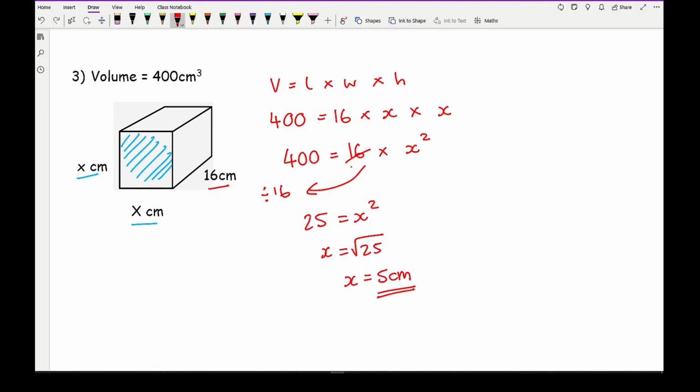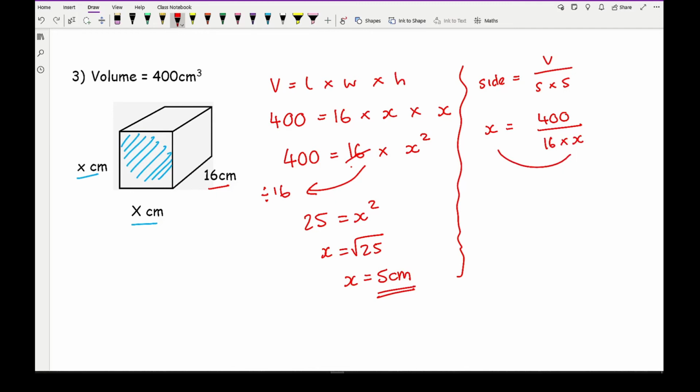And there is my final answer. Now if I was to use the formula, then here I've got the missing side equals the volume over the two sides that I know. In this case, I don't know what one of the sides is, so here I've got x equals 400 divided by 16 times x. Now this is where it gets a little bit more complicated. It's possible, so for example, I could take 16 times x over to the side.